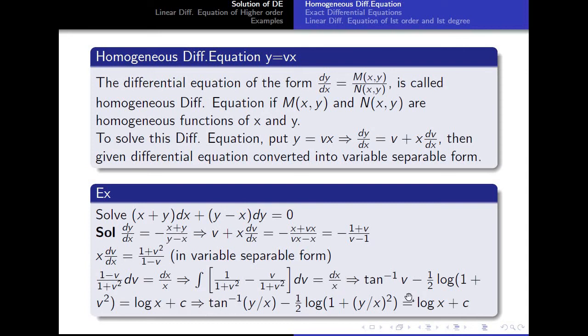This is tan inverse of v, and we have to put back v: since y is equal to vx, v is equal to y divided by x. If we replace v by y divided by x, then we get our solution. This is our solution under homogeneous form. Only remember here, if our problem is in homogeneous form, we have to convert it into variable separable form by putting y is equal to vx.